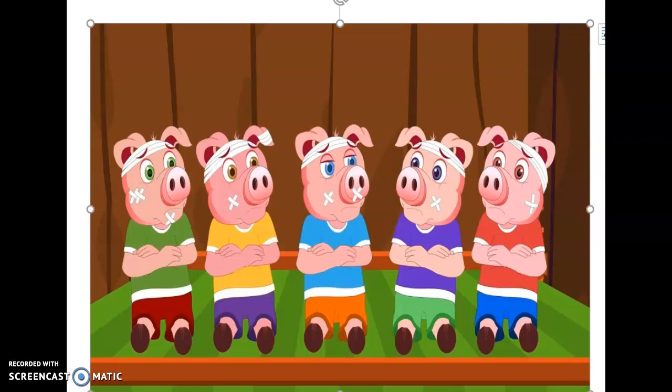This little piggy went to market, comma. This little piggy stayed home, comma. This little piggy had roast beef, comma. This little piggy had none, period. This little piggy went wee, wee, wee all the way home! Exclamation point. I hope you enjoyed that.